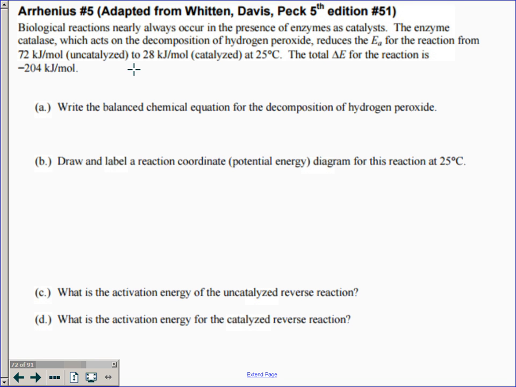Okay. So biological reactions nearly always occur in the presence of enzymes, which are catalysts. The enzyme catalase, right? We talked about catalase yesterday. It acts on the decomposition of hydrogen peroxide and reduces the EA. What's EA stand for? Activation energy. From 72 kilojoules per mole, which is the uncatalyzed version, to 28 kilojoules per mole, which is the catalyzed version. The total change in energy for the reaction is negative 204 kilojoules per mole. Write the balanced chemical equation and then draw the reaction coordinate, aka the potential energy diagram for this reaction.